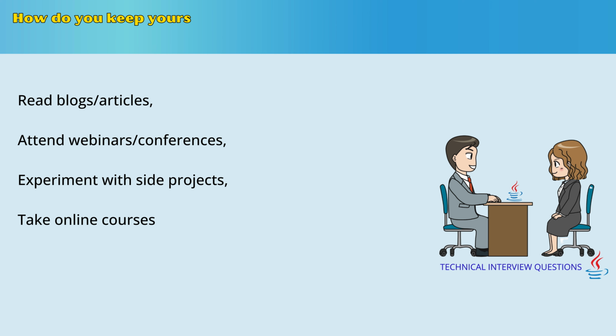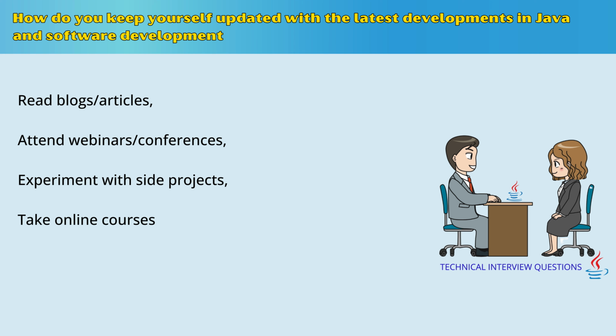How do you keep yourself updated with the latest developments in Java and software development in general? I believe continuous learning is crucial in our field, given how quickly technology evolves. To stay updated with the latest developments in Java and software development, I follow several strategies. First, I regularly read blogs and articles from well-known Java and software development websites like DZone, Baeldung, and Stack Overflow. These sources often provide insights into new features, best practices, and solutions to common problems.